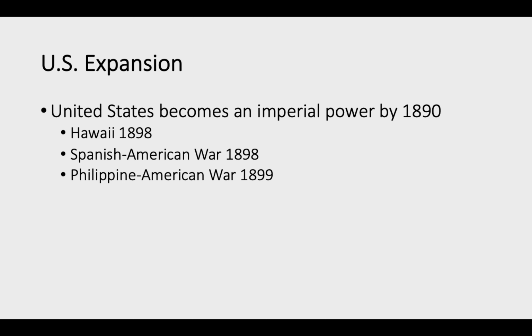In 1893, American sugar planters overthrow the Queen in Hawaii, and Hawaii becomes a state that is annexed in 1898. It does not become an official U.S. state until 1959, however.